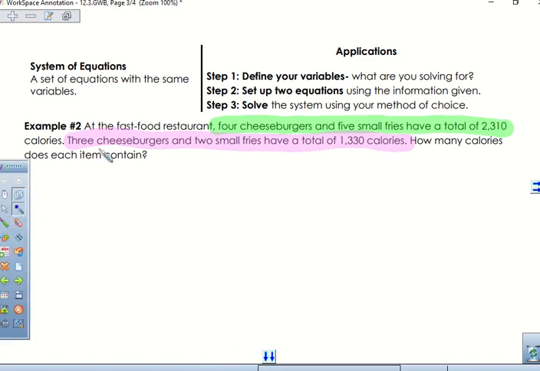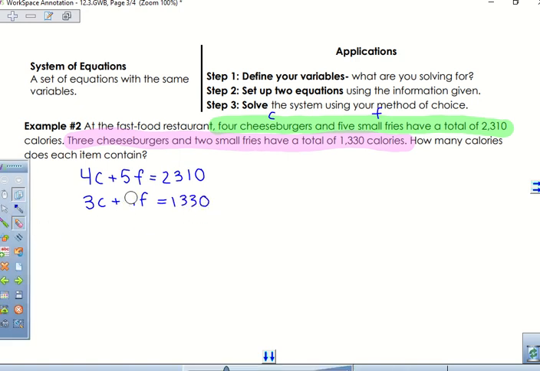So we can use the information combined to get the values for what the calories are for each item. Let's say cheeseburgers is going to be C and fries is going to be F. So what would be our first equation in the green? How would we set that up? 4C plus 5F, good, equals 2,310, like that. And then what would be the other one? I put 4, it should be a 2. I'm going to go back and fix it. There we go.